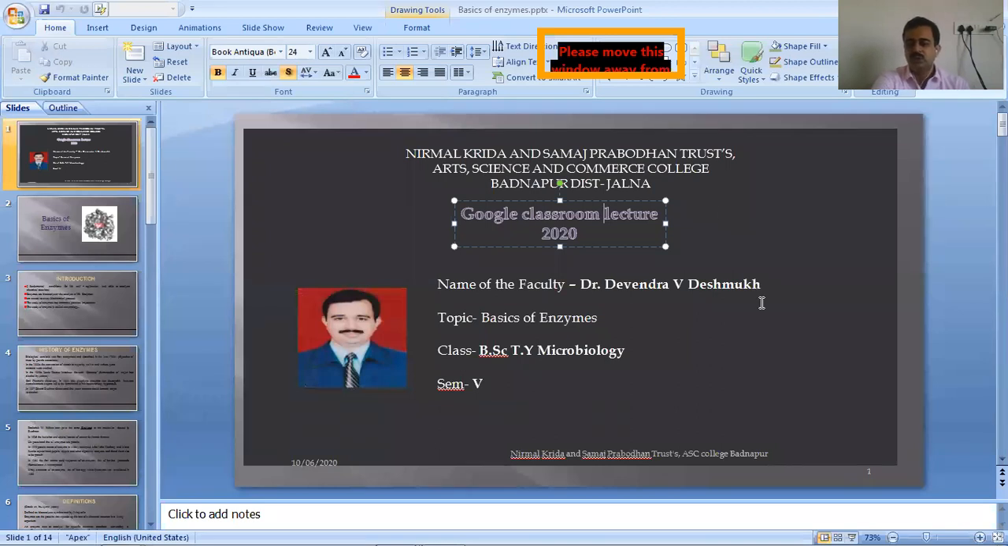So that's all we have been able to finish today. This was the basics of enzymes that we have encountered. In the next lecture, we will be dealing with detailed structures of enzymes and certain enzyme classification as well.